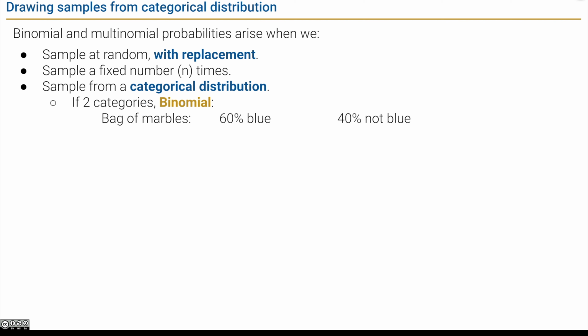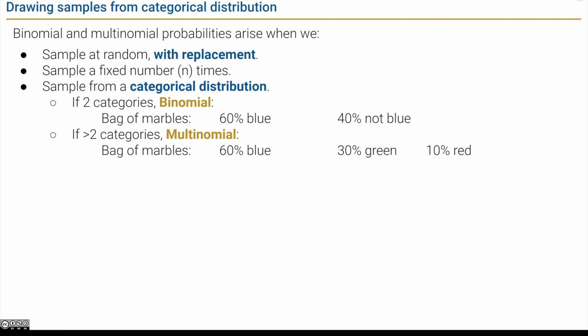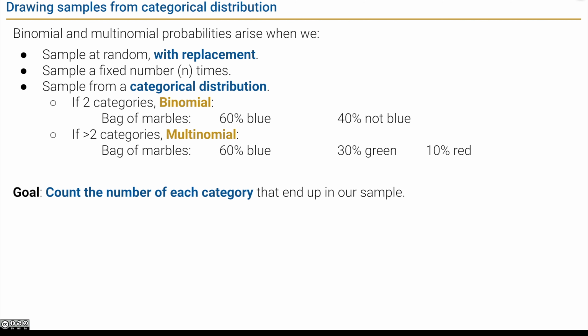So, for example, if I have a bag of marbles, 60% are blue, 40% are not blue, and I want to sample, say, 10 marbles out of here, I can then ask, what's the probability that I see 5 blue and 5 not blue, or 3 blue and 7 not blue? That is directly asking me to model a binomial distribution. So the extension of this is when I have more than just two categories. And this now becomes a multinomial distribution. Again, the goal is going to be to count the number of each category that ends up in our sample.